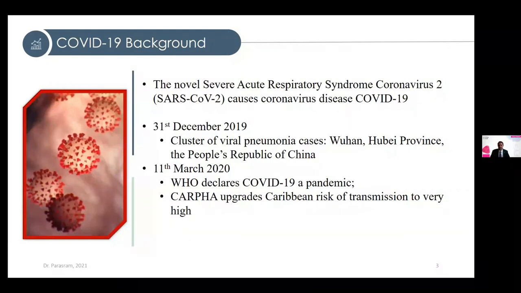Prior to that, the CARPHA organization would have had the Caribbean at low-level risk in the early part of January, February, and in December as well.